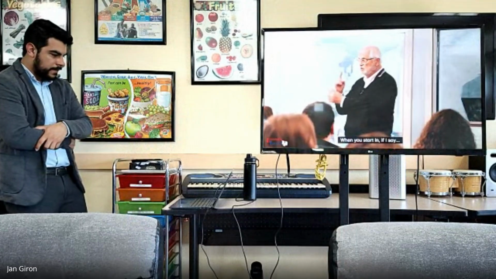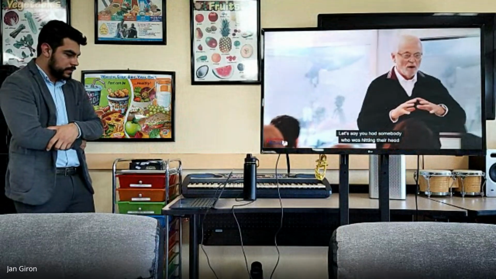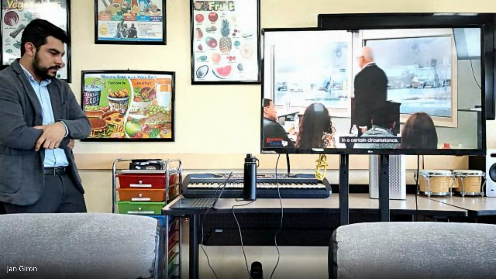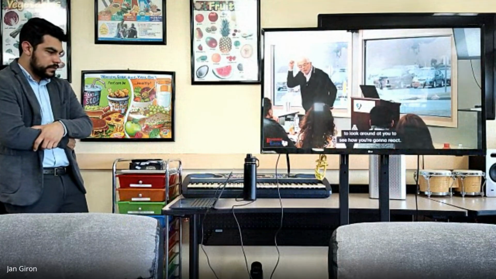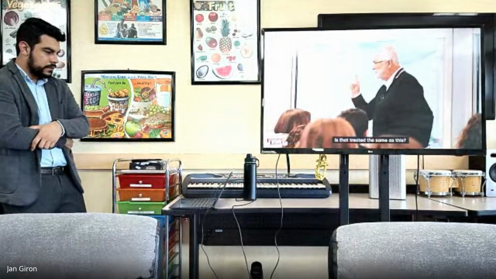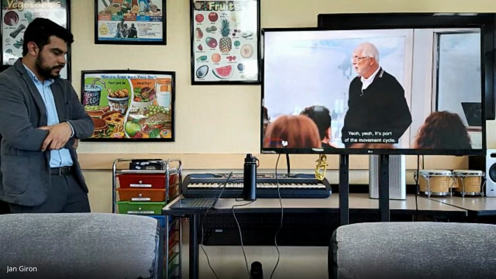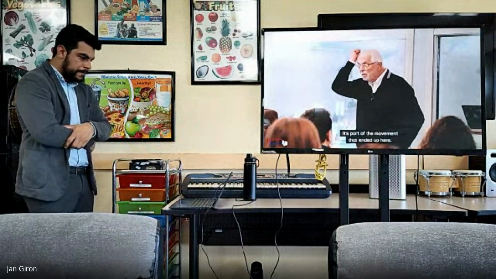Okay, now the first part was the movement cycle. Let's say you had somebody who was hitting their head in a certain circumstance, right? They go up like this and they stop like this to look around at you, see how you're going to react. Is that treated the same as this? Yes, it is. Yeah, it's part of the movement cycle. It's part of the movement that ended up here.